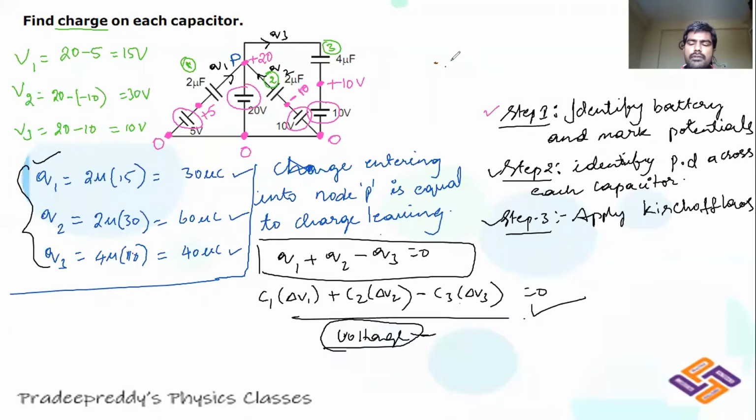Sometimes potential is not given to you at one particular node. In such cases, you will be using Kirchhoff laws, and we will be writing an equation. From that you can find out the unknown voltage. After finding the unknown voltage, you can use the Q is equal to CV formula across each capacitor. You will be getting the net charges at those particular points.